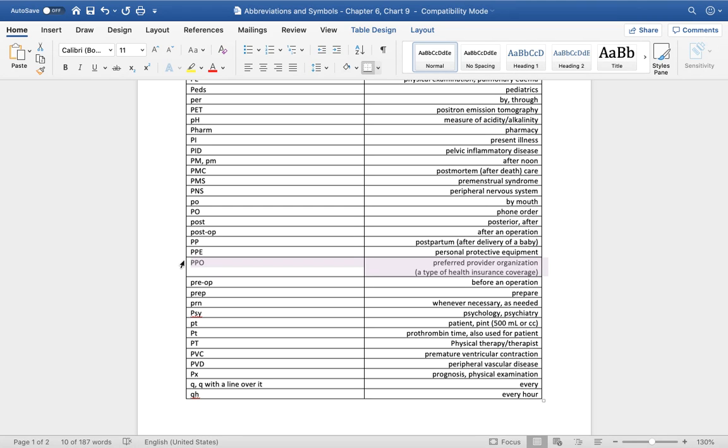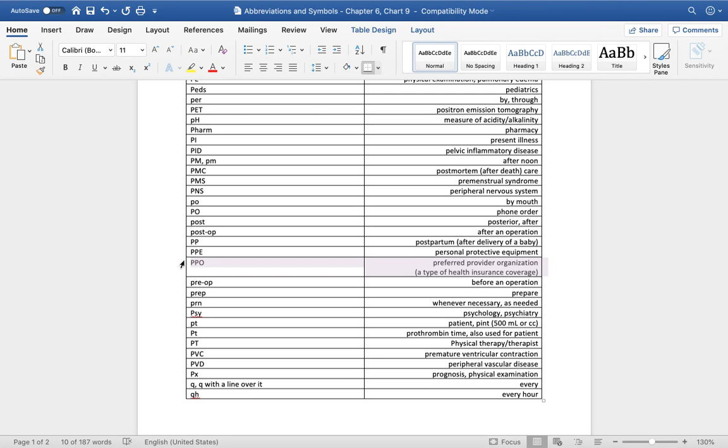PPO, Preferred Provider Organization. This is a type of health insurance. So if you've ever had to choose your own health insurance from an employer or your spouse has, generally they might have a choice between an HMO and a PPO. And the big difference with that, number one, is the PPO generally costs a lot more. And it costs a lot more because you have a little more choice and control over what and who you choose for your health care.